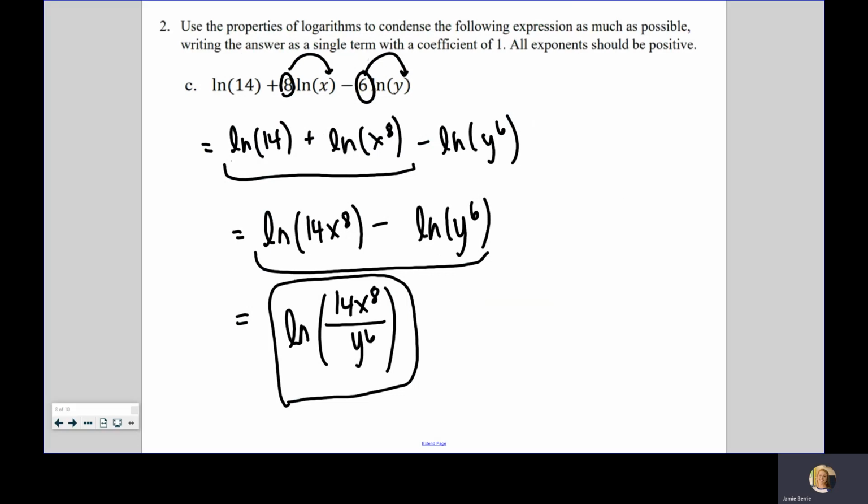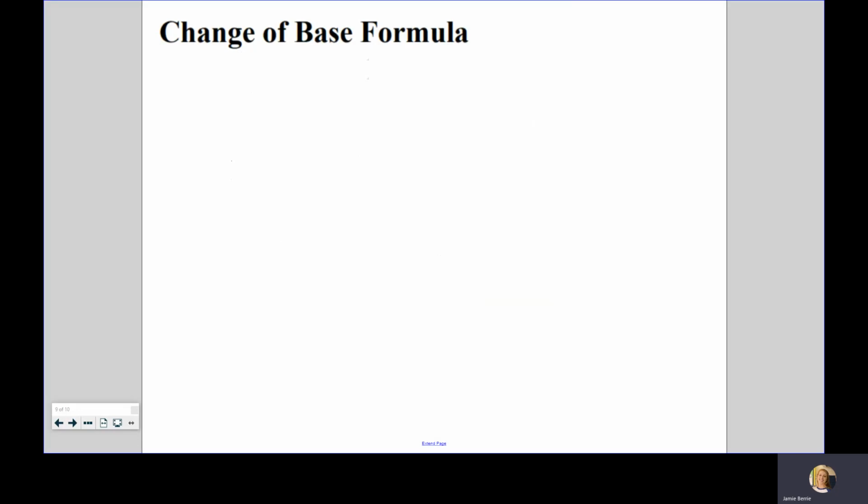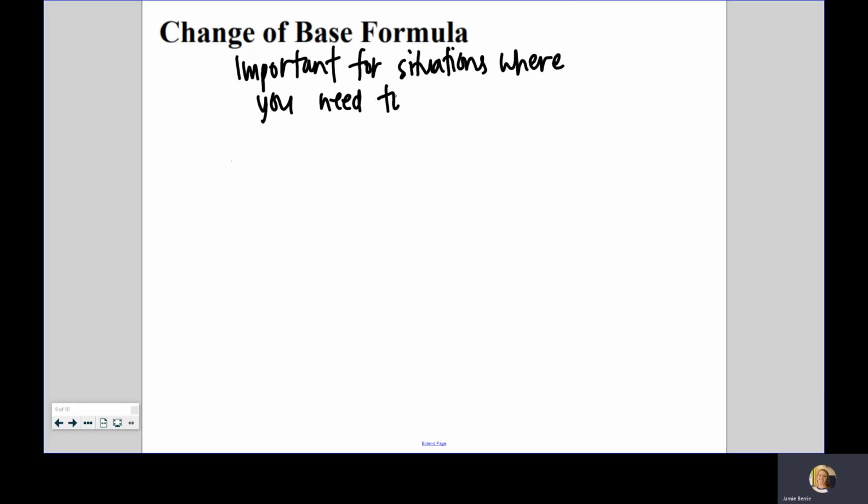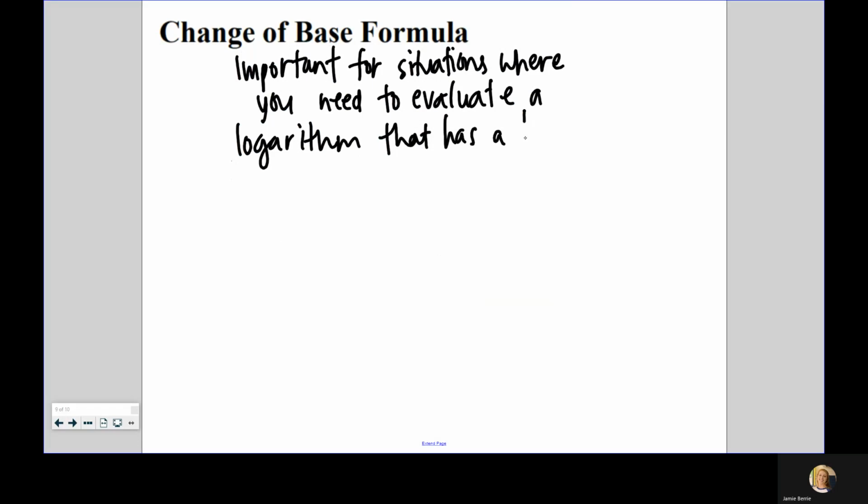The last thing we need to talk about before we end the video is what's called the change of base formula. This is important, and it is used in situations where you need to evaluate a logarithm that has a base other than 10 or e.